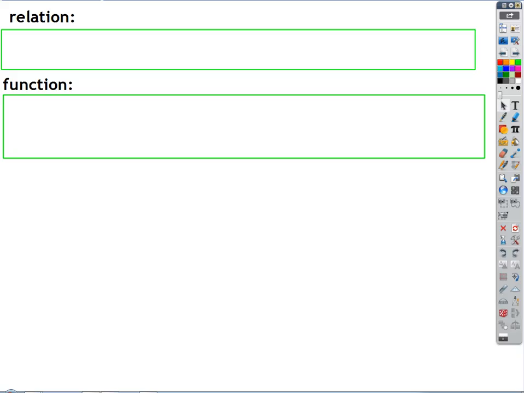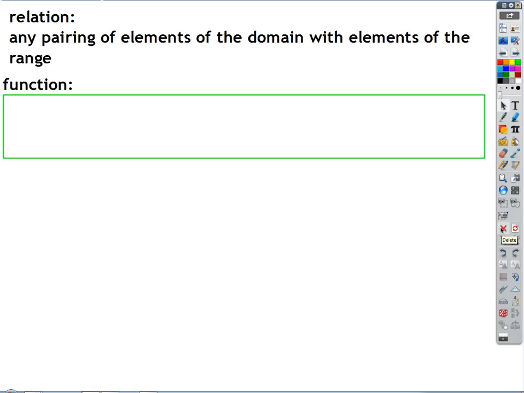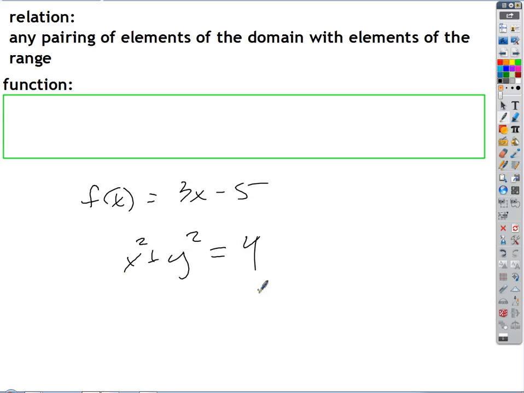Tell you what, I'll give you a definition and you explain it to me. Any pairing of elements of the domain with elements of the range. So what could a relation look like? Could be a function, sure. It could be something like f of x equals 3x minus 5, right? It could be a non-function. It could be something like x squared plus y squared equals 4.